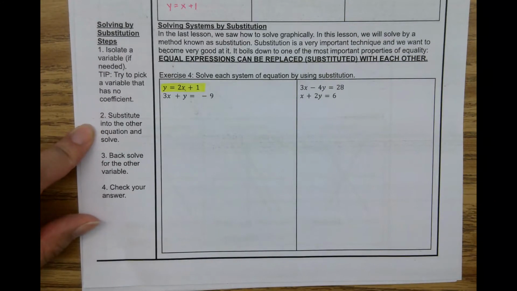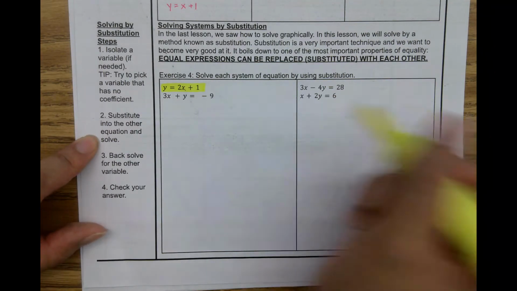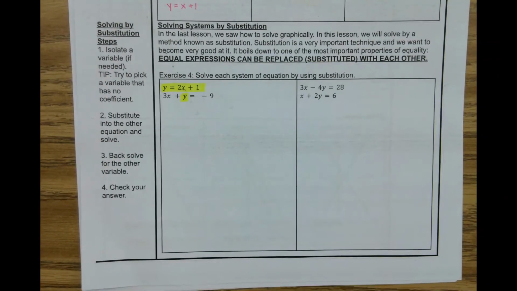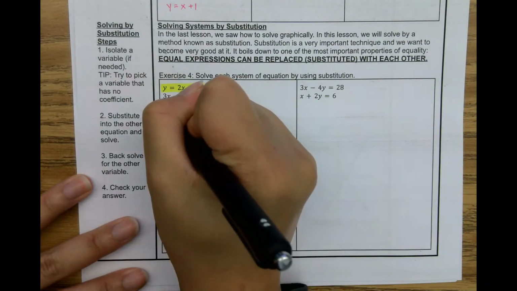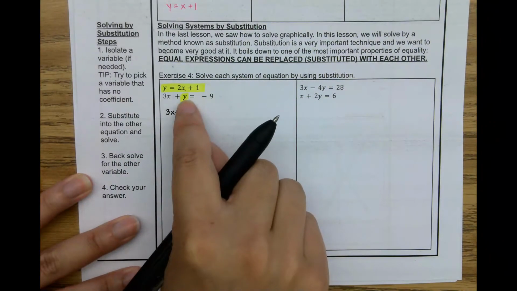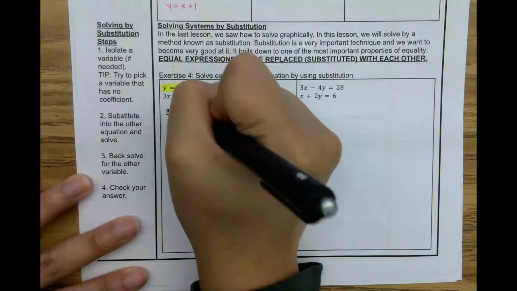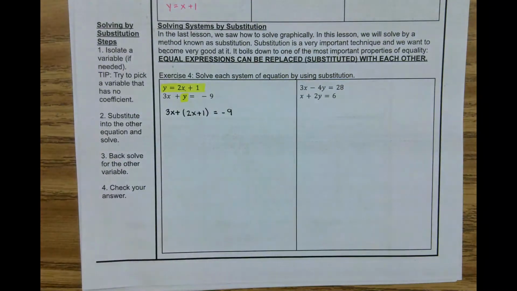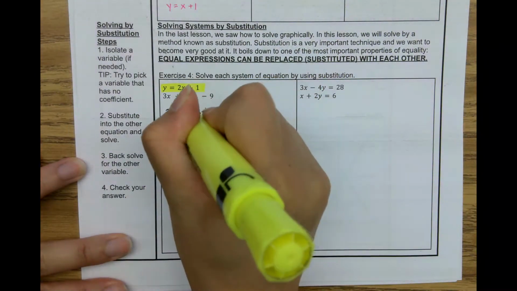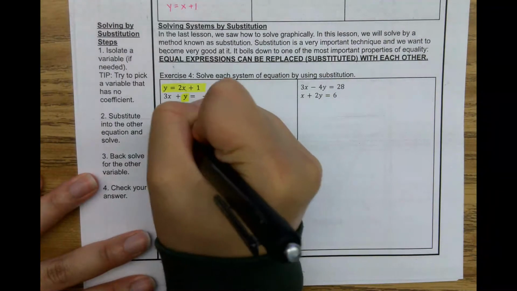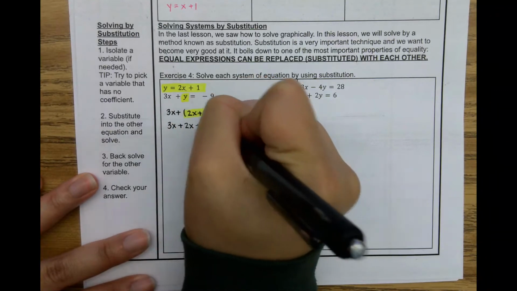What I'm going to do now is substitute it into the other equation and solve. I'm going to take this and replace the y in the other equation with it. So I'm going to take the 3x plus y, but instead of writing y, since we know that y is 2x plus 1, I'm going to substitute in 2x plus 1. Then this is the same as saying 3x plus 2x plus 1 equals negative 9.